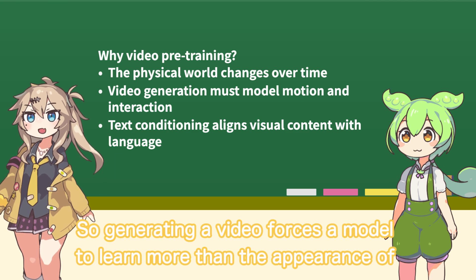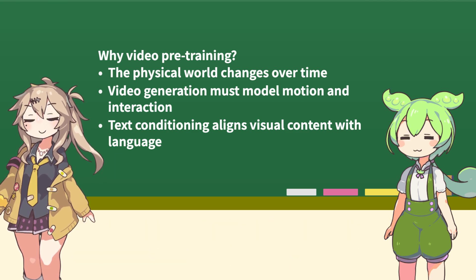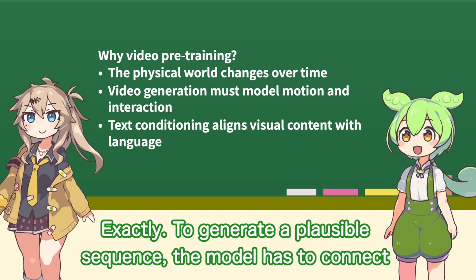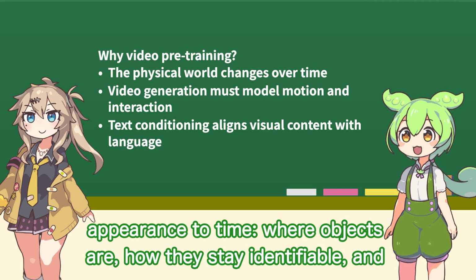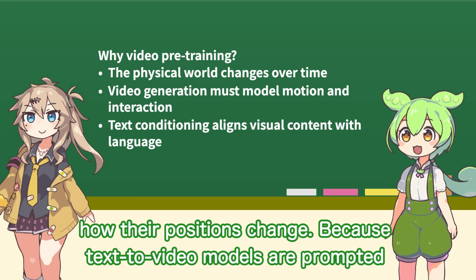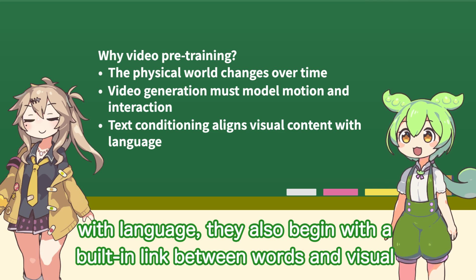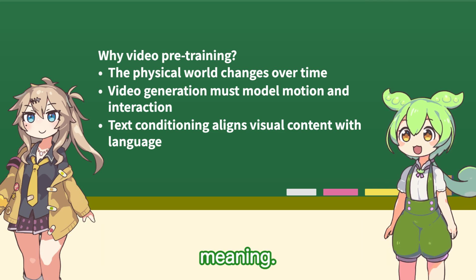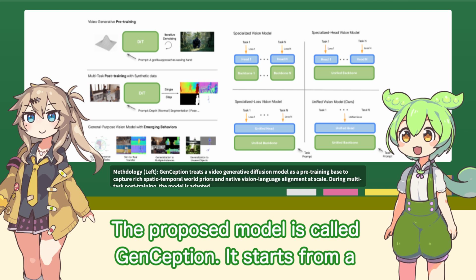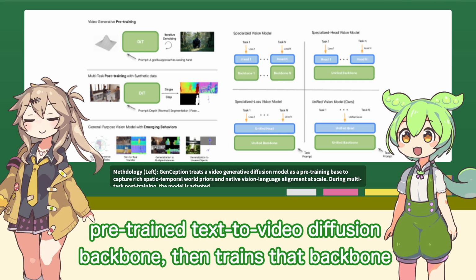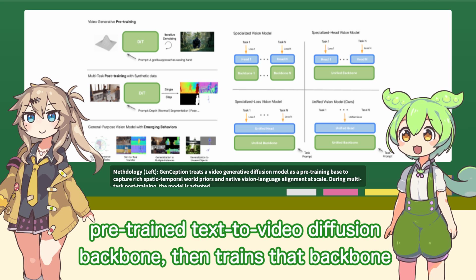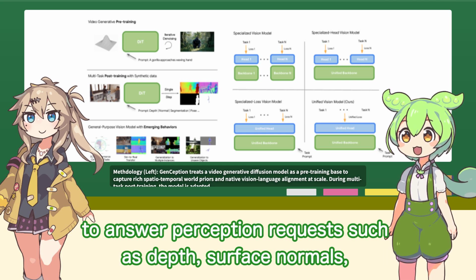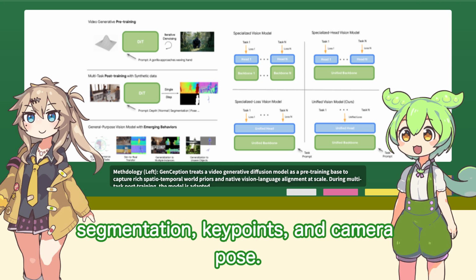So generating a video forces a model to learn more than the appearance of one image? Exactly. To generate a plausible sequence, the model has to connect appearance to time, where objects are, how they stay identifiable, and how their positions change. Because text-to-video models are prompted with language, they also begin with a built-in link between words and visual meaning. The proposed model is called GenSection. It starts from a pre-trained text-to-video diffusion backbone, then trains that backbone to answer perception requests such as depth, surface normals, segmentation, key points, and camera pose.